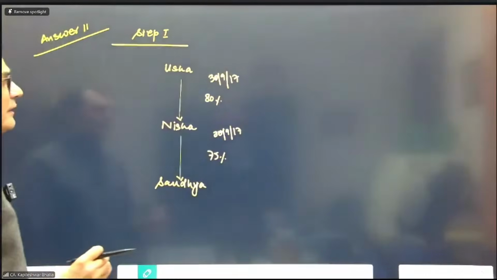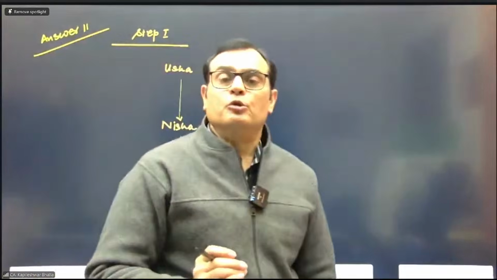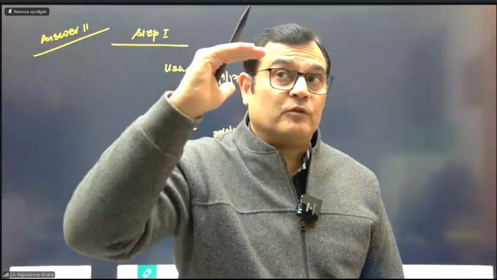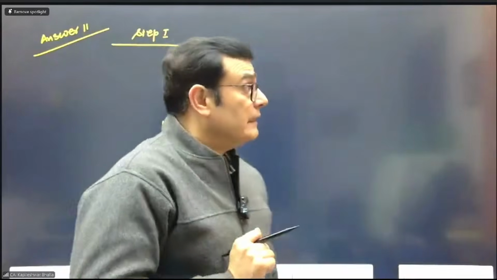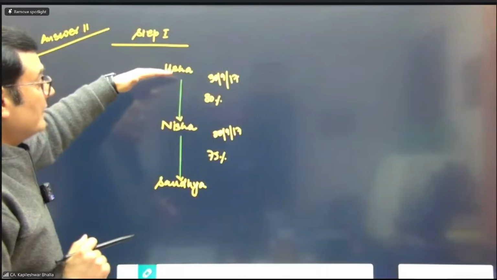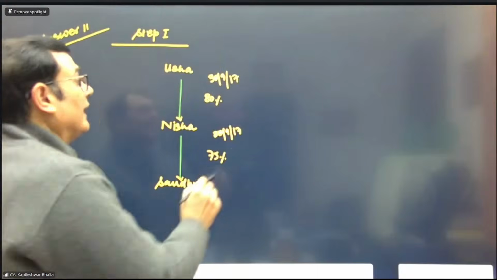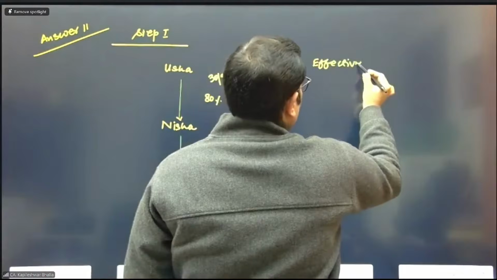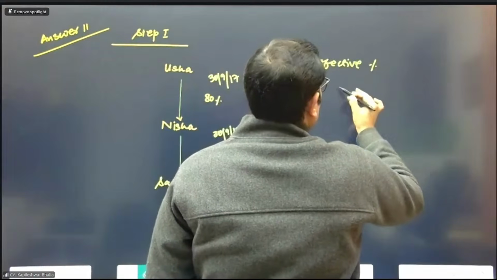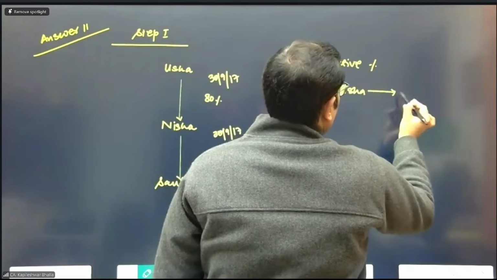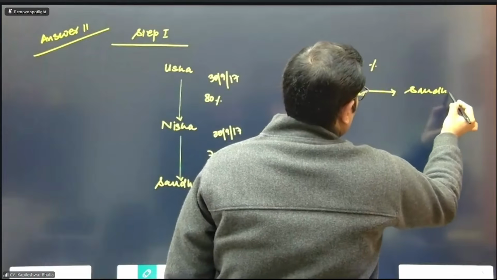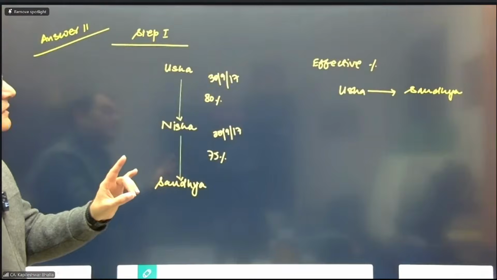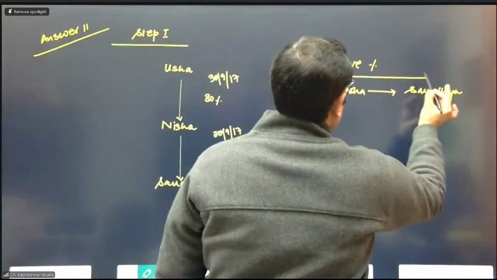Now, the only new value addition which you need to do in terms of step number one is that everything has to be seen from the point of view of the top company. Usha's got 80% shares in Nisha. We need to calculate the effective percentage which Usha has in the lowest company, that is Sandhya. So the only thing you need to do in step one is calculate this effective percentage.